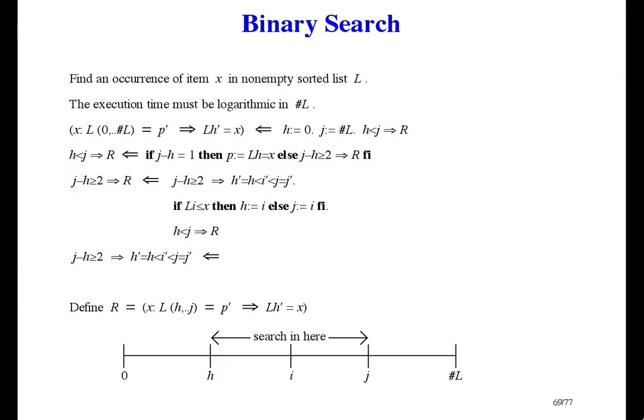To get the best execution in the worst case, that means to make sure that the longest execution is as short as possible. And we have to cut the segment in half, or as nearly in half as possible.